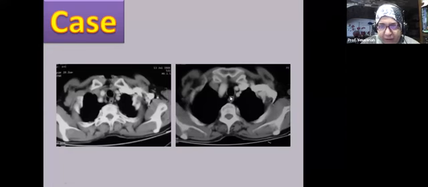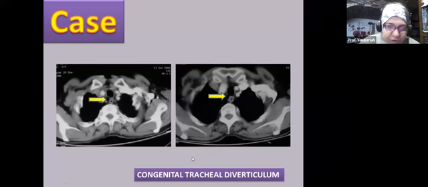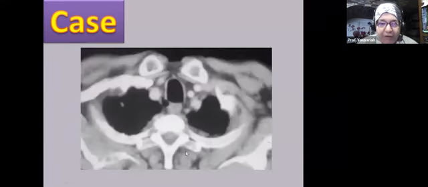And then in the next image, the mediastinum started, and we still recognize the lucency. And now we can see communication with the trachea. So we have a right posterolateral lucency communicating with the trachea, posterolateral to the trachea, at the level of the thoracic inlet. This, as we described it, is a congenital tracheal diverticulum.